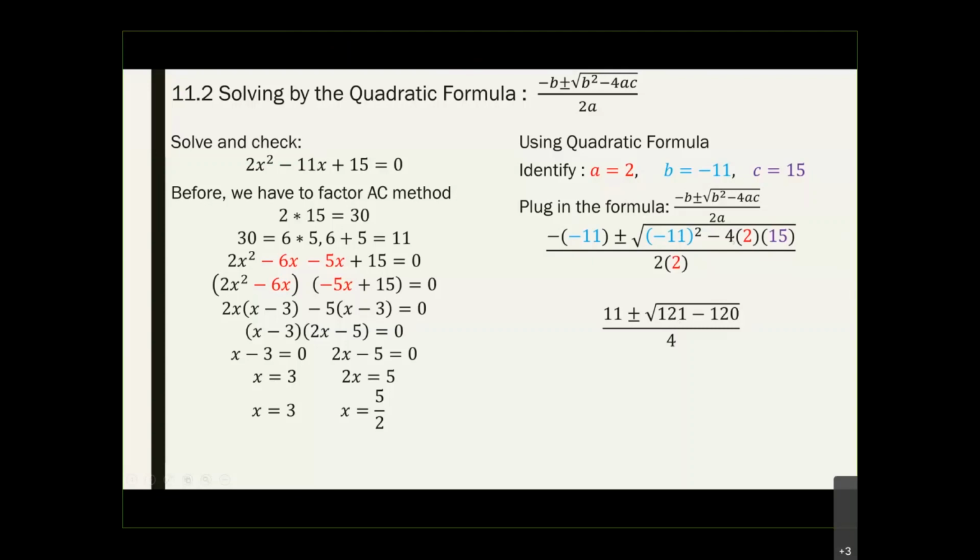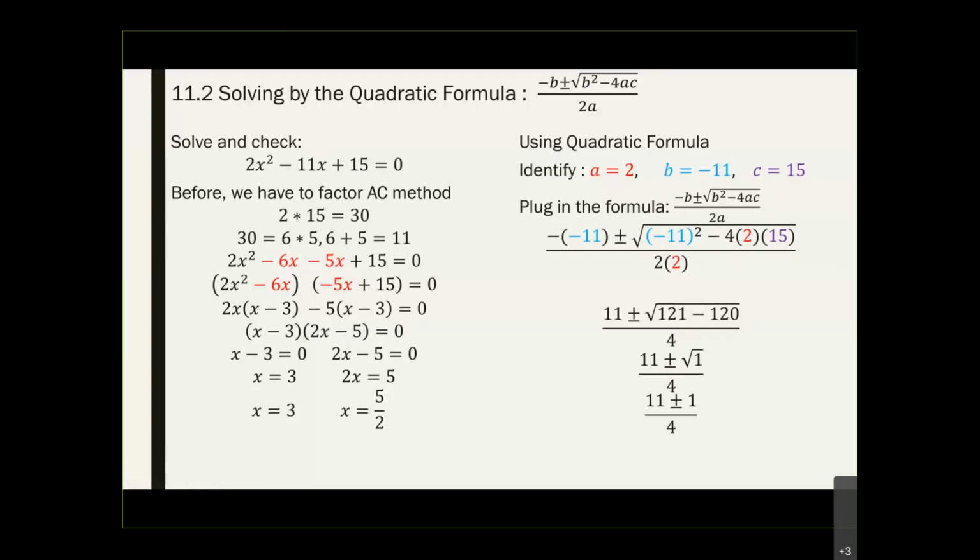And 4 times 2 will give me 8, and 8 times 15 will give me 120. Everybody see that? Now what do I have? I have 11 plus or minus the square root of 121 minus 120, which gives me 1. What is the square root of 1? Do you agree that the square root of 1 is equal to 1?